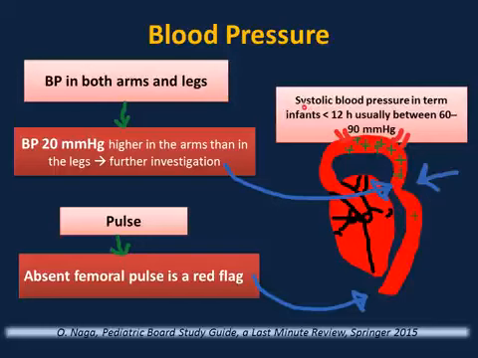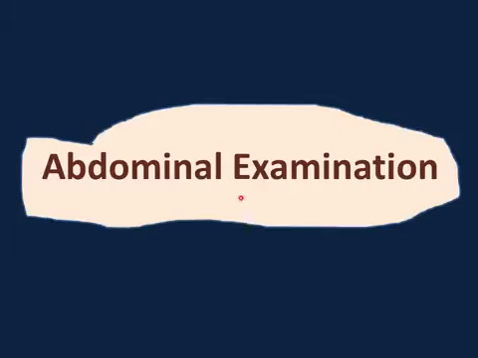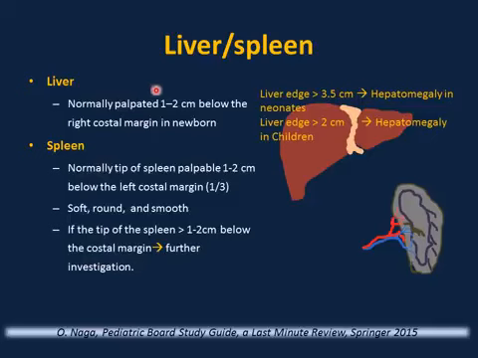Very important to know also that systolic blood pressure normally in a term infant less than 12 hours is usually between 60 and 90 millimeters of mercury. Abdominal examination. It is normal to be able to palpate the liver edge 1 to 2 centimeters below the right costal margin in a newborn. If the liver edge in a newborn or neonate is more than 3.5 centimeters, this is considered hepatomegaly. If the liver edge is more than 2 centimeters in children, this is considered hepatomegaly.